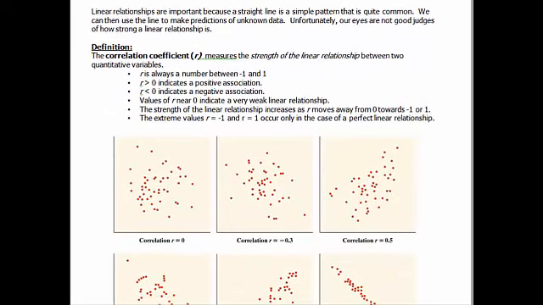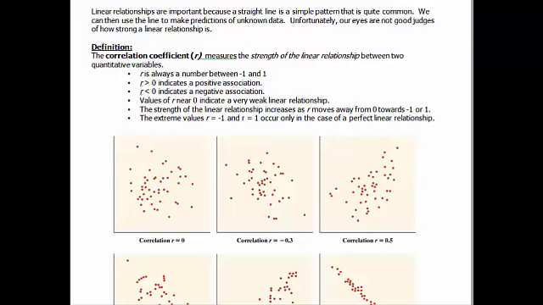The abbreviation for correlation coefficient is R, and it measures the strength of the linear relationship. The closer it is to -1 or 1, the stronger the association is. The closer it is to 0, the weaker the association is. So just because it's negative, that doesn't mean it's weak. It means that the relationship is negative.